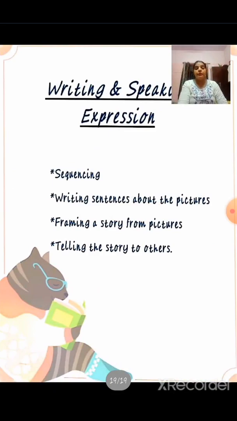In this section, we have some pictures and we are sequencing them, like we are making an order of those pictures. Afterwards, we have revised how to frame sentences according to the pictures. After that, we have written some sentences. Then we started framing a story through those pictures. Okay, and afterwards we start telling the story to others. So we have revised all these sections in our previous revision classes.